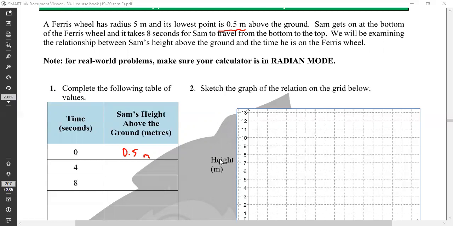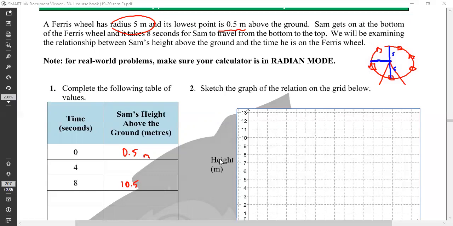Now, where is that? He's on a Ferris wheel that has a radius of 5 meters, and there are little cars going around. If this has a radius of 5 meters, that's this, right? But it's also this or this. And if this is a 5-meter radius, then its diameter is 10. And if his lowest height is 0.5, his highest height will be 10.5.